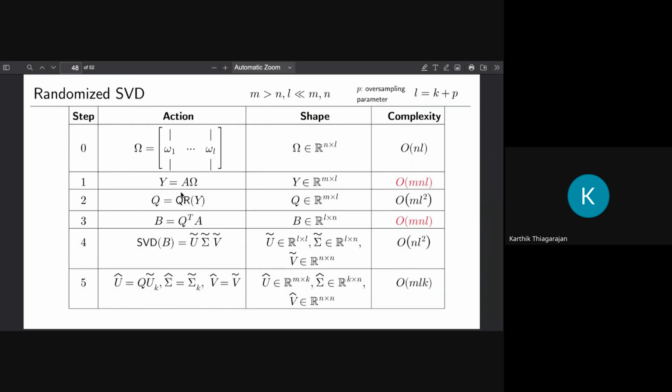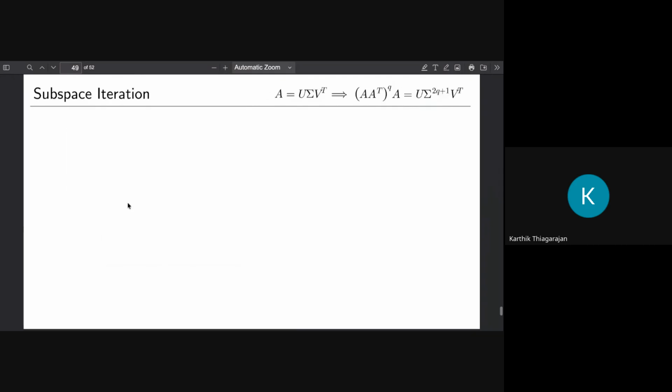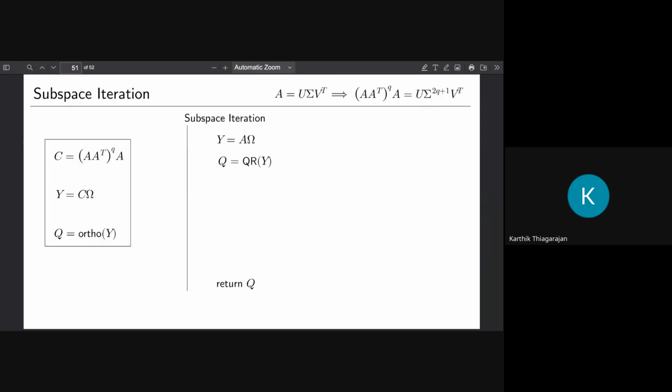In steps 1 to 2, where in the original case it was A omega and now it is C omega, this subspace or power iteration procedure comes in between. You start with A omega as before, and then you orthonormalize. If you just return Q, it's the same algorithm as before, which corresponds to the case of Q equal to 0. But you don't do that. If you want A transpose power Q, you need to multiply by A transpose and then pre-multiply by A. You need to do this Q times.